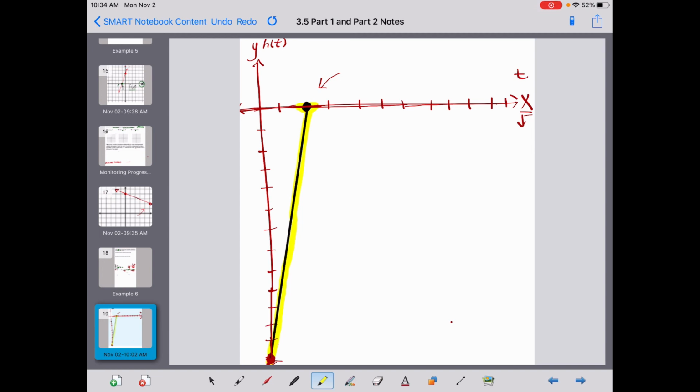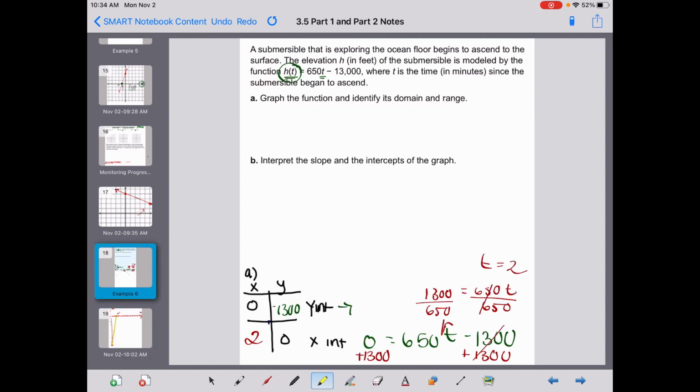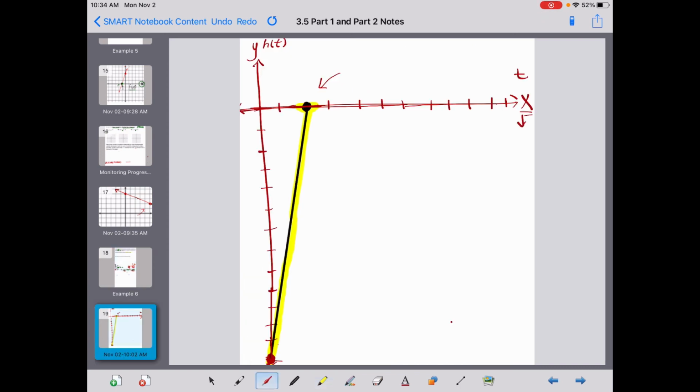So now let's start interpreting some of these questions. Let's find the domain and the range first. Remember that our domain is all possible x's. So we know that x starts at time t equaling 0, and it goes up to time t equaling 2. So our x's fall between the time being 0 minutes to the time being 2 minutes. 2 minutes is where we hit the surface of the ocean.